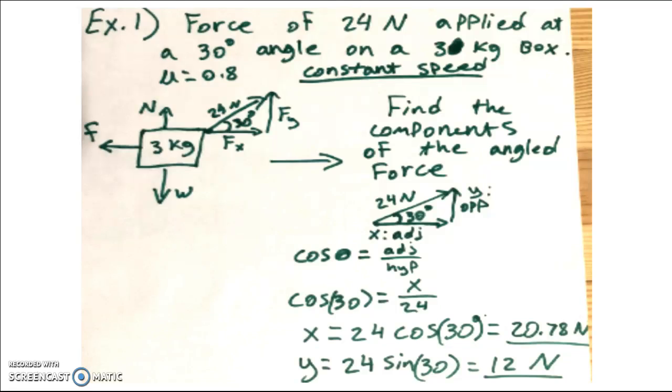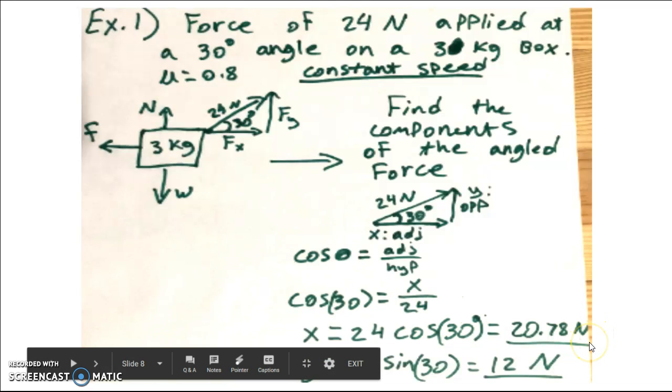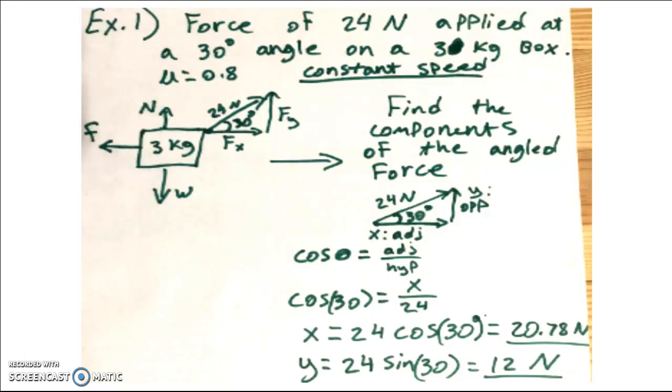So it's 24 newtons multiplied by the cosine of the angle, which gives you the x component of the force. And then 24 times the sine of the angle gives you the y component of the force. So instead of 24 newtons at an angle, you now know that that force has an x component of 20.78 newtons to the right. I changed this from left to right because I like everything going right, so it doesn't really matter either way. And then the y component is 12 newtons up.